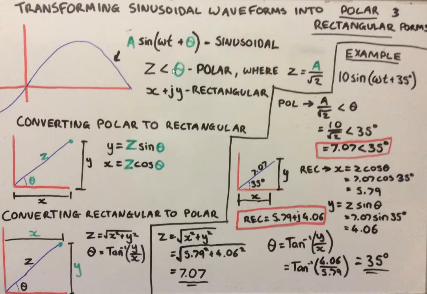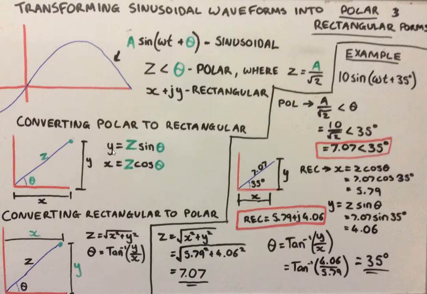So to put it in the polar form of Z at the angle of θ, all you need to do to find Z is put the amplitude over the root of 2. This will transform it into the RMS value we need, and the θ just comes straight from the sinusoidal equation. After you find this, you can use simple trigonometry to transform the polar form into the rectangular form.